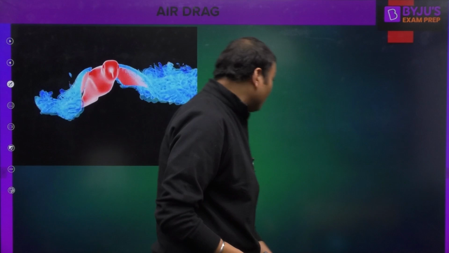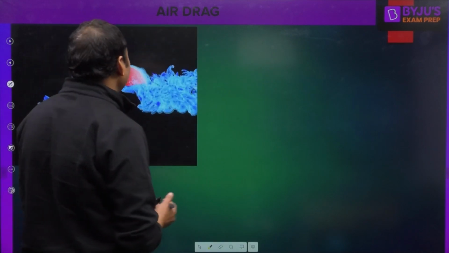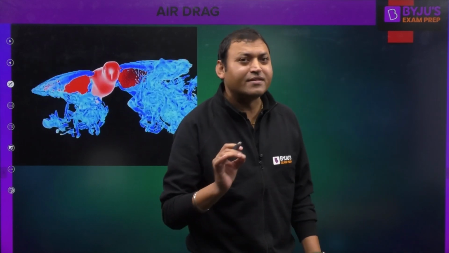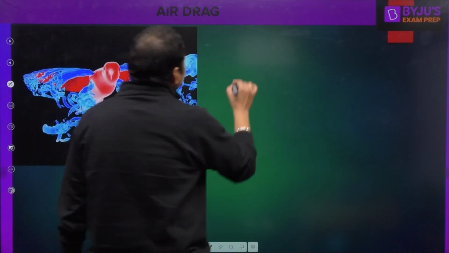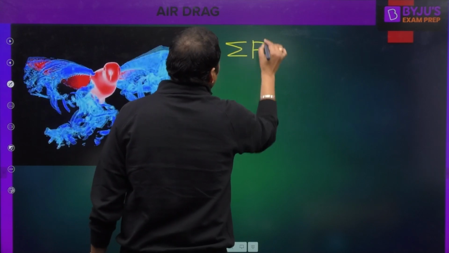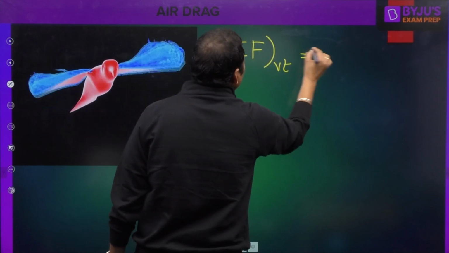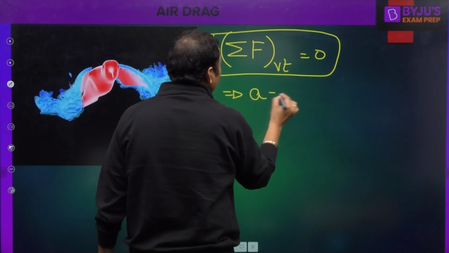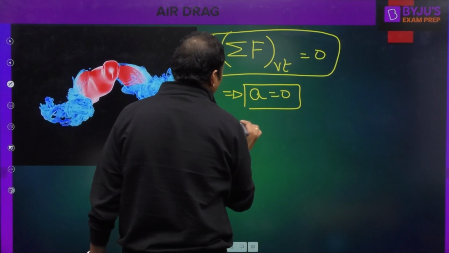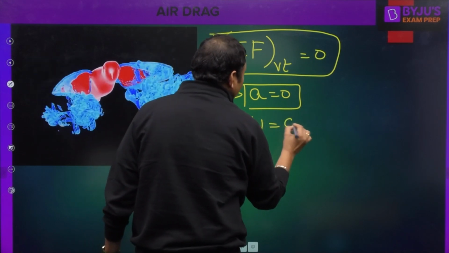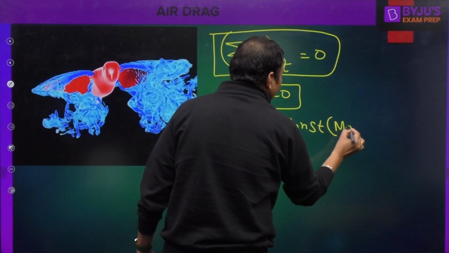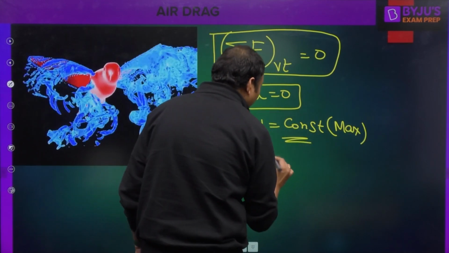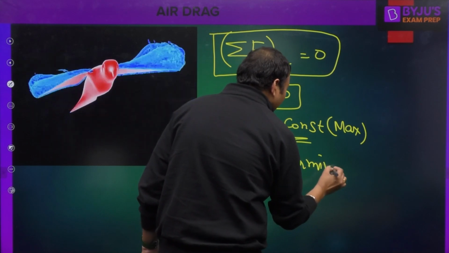So let us try to find it out. Let us try to understand the concept of air resistance or air drag. When a body is immersed in a fluid, once the net force in the vertical direction becomes 0, then the acceleration will be equal to 0, and when acceleration becomes 0, we can say the velocity becomes constant. This maximum constant velocity which is attained by the moving body is called terminal velocity.